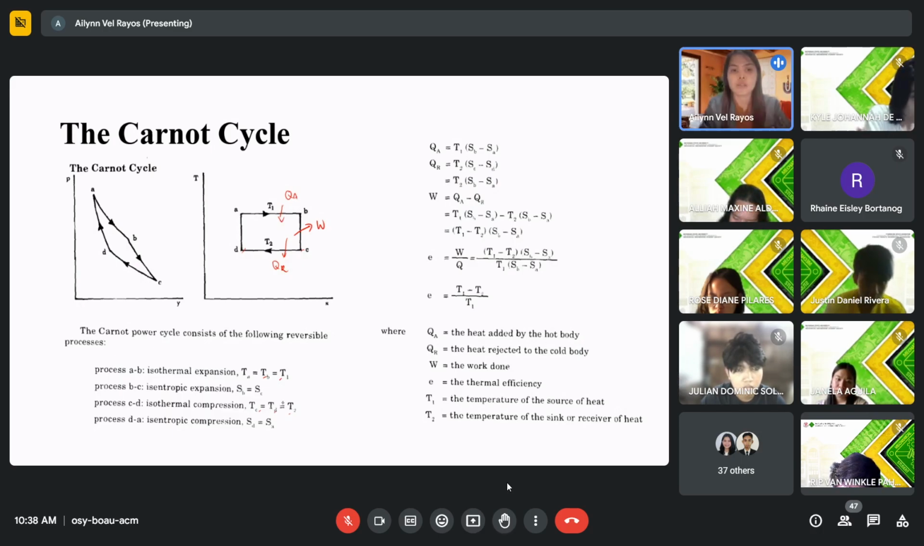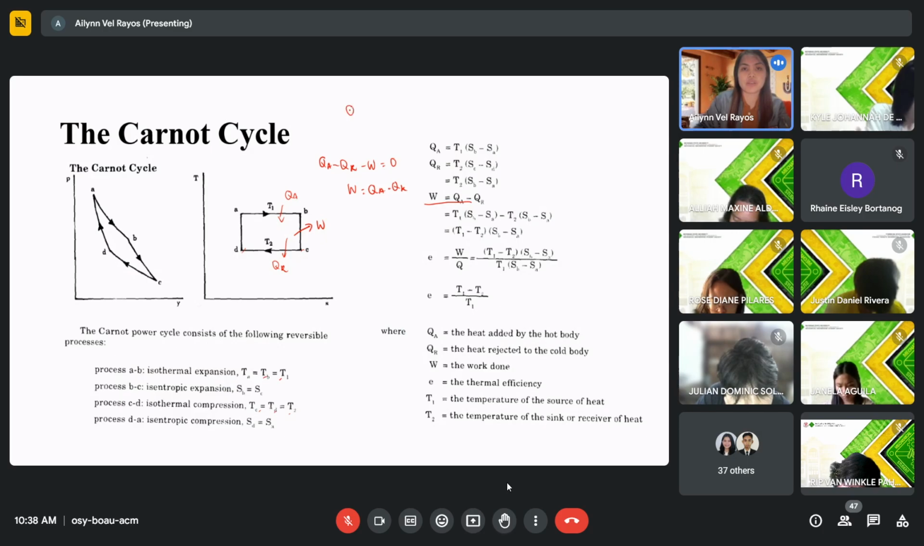Okay. So, ganun din kanina. Nag-energy balance tayo. So, QA, papasok, minus QR, palabas, minus work, is equal to 0. So, for us to get the work, that is QA minus QR. Ito yun.